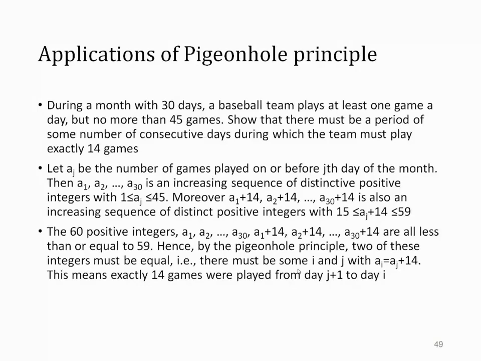The 60 positive integers a1, a2 and so on up to a30, and a1 plus 14, a2 plus 14 and so on up to a30 plus 14, are all less than or equal to 59. Hence, by the pigeonhole principle, 2 of these integers must be equal. So there must be some i and j with ai equal to aj plus 14. This means that exactly 14 games were played from day j plus 1 to day i.